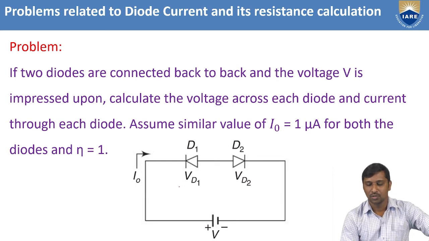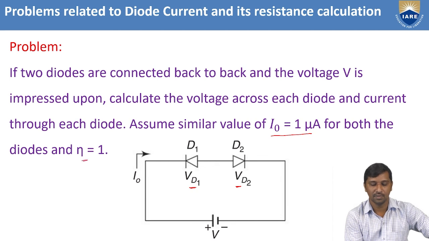In this case, the statement says the two diodes are connected back to back. So these two diodes D1 and D2 are connected back to back, and this voltage is applied across D1 and D2. We need to calculate the voltage across each diode, D1 and D2. It means how much voltage is across D1 and how much voltage is across D2. So from this problem we need to determine VD1 and VD2 along with the current. For this case they assume that the reverse saturation current is 1 microampere, and eta they also consider as 1, which means these two diodes are made of germanium. That is the reason we consider eta as 1 here.